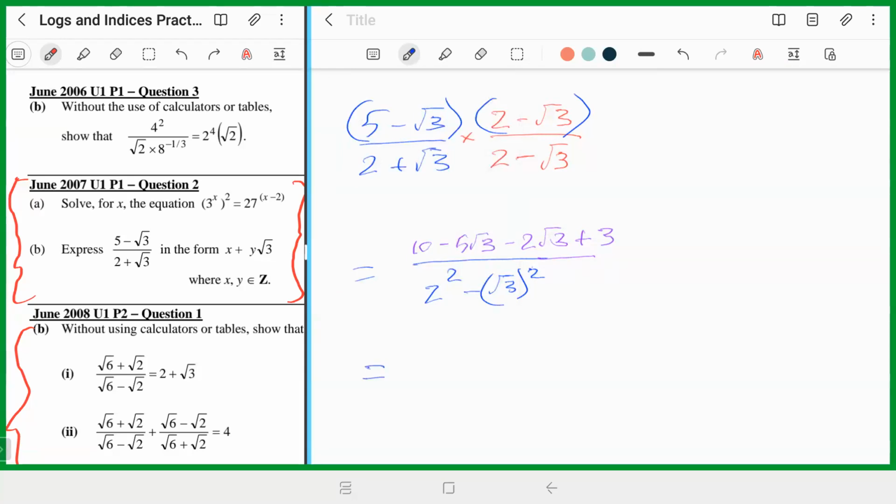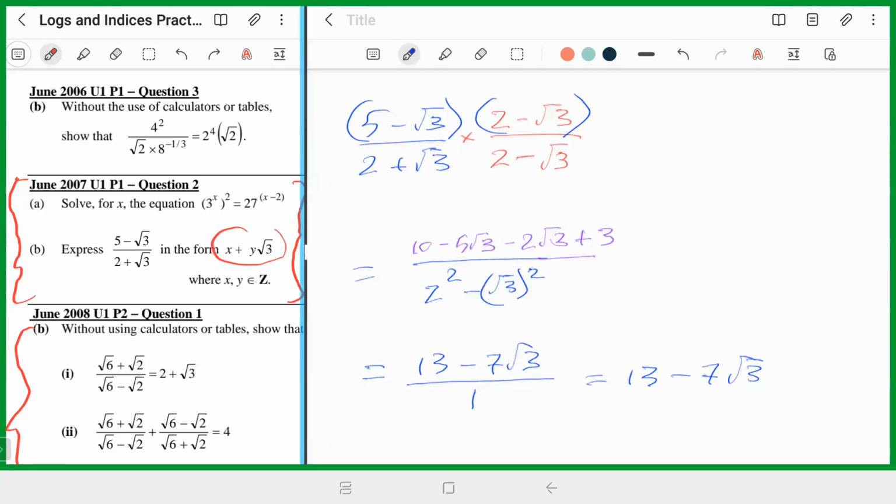All right, consolidate the values now. This and this is 13, isn't it? This becomes minus 7 root 3, all over 4 minus 3, which is 1. So the answer is 13 minus 7 root 3, which is in the form that they told us.